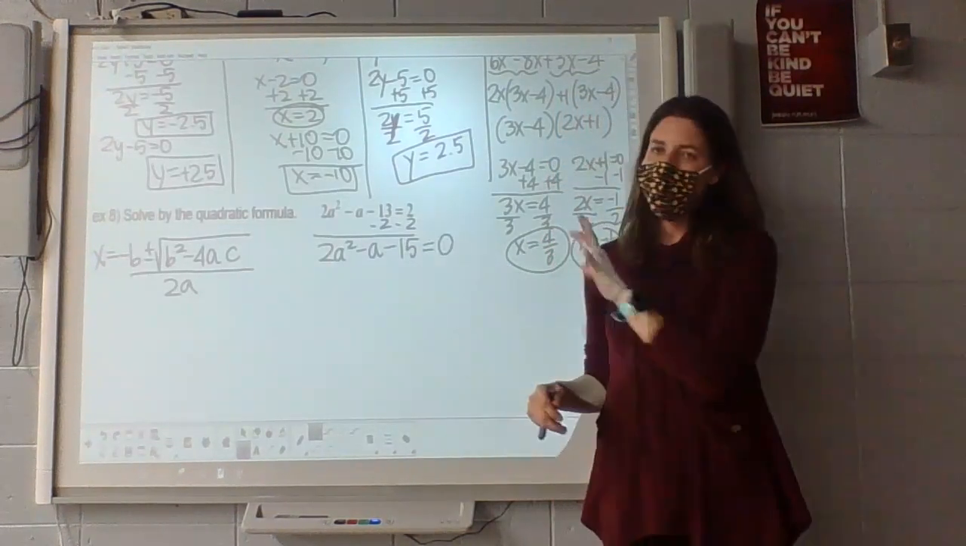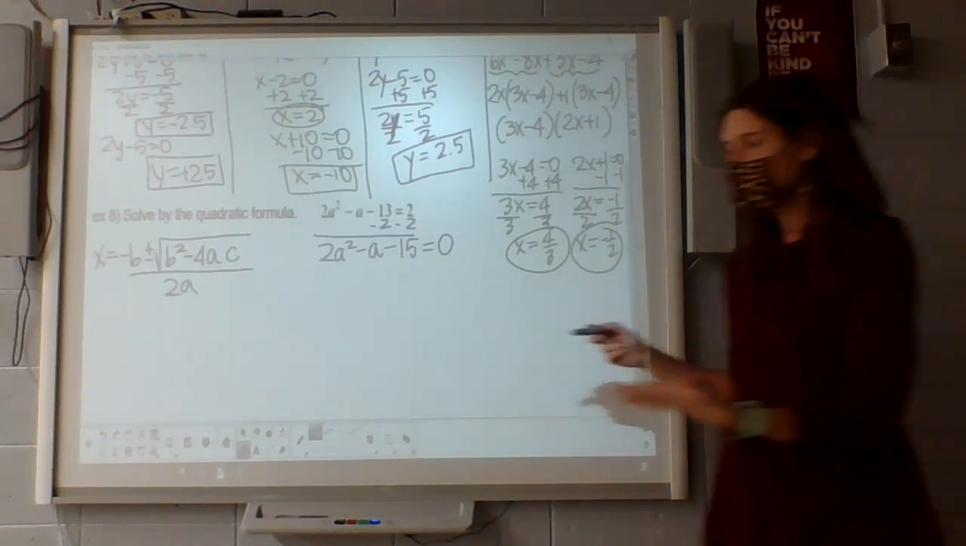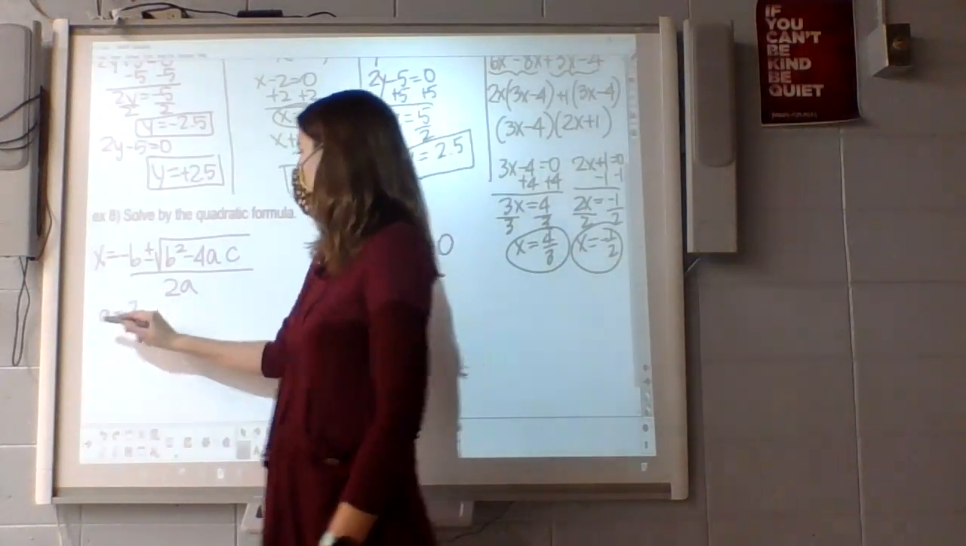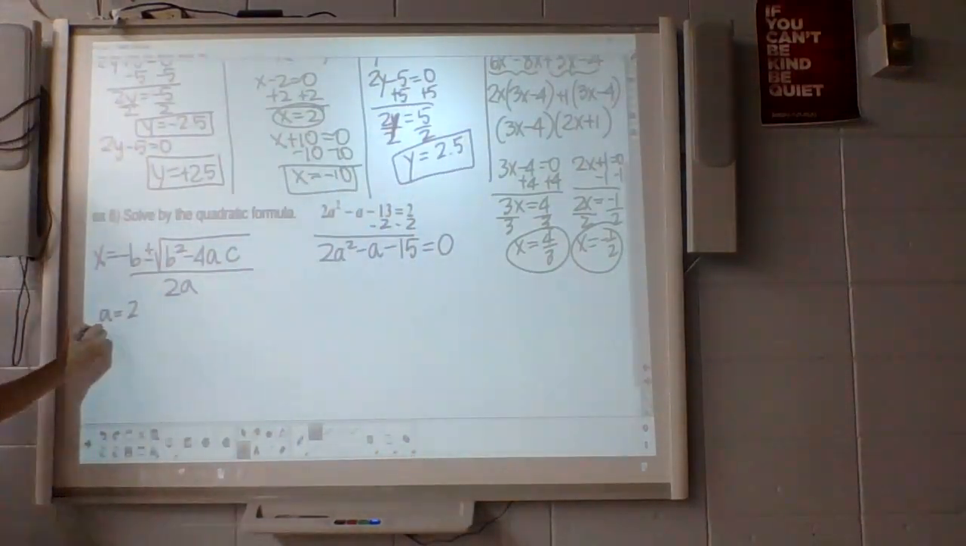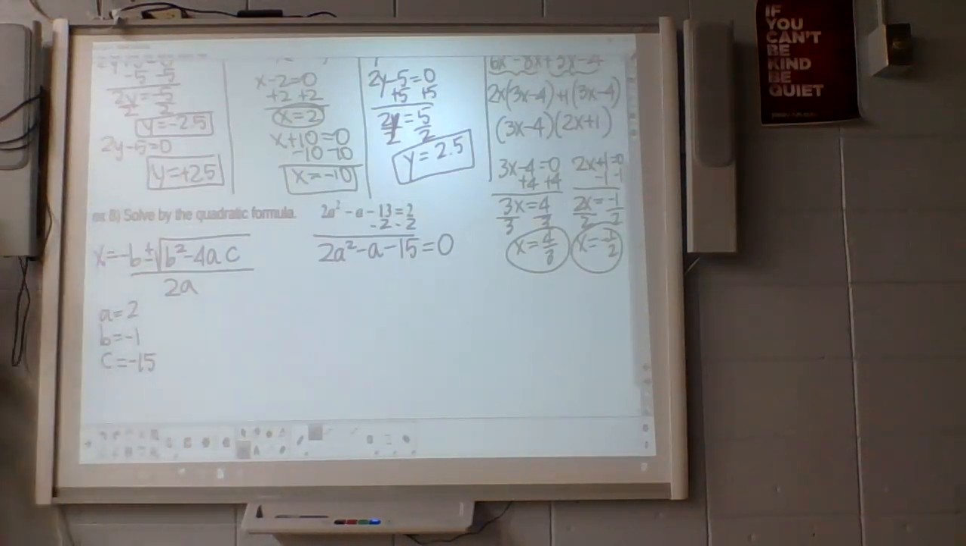And again, the fact that these are a's might be confusing. You can change them to x's, it's fine. The a, b, and c come from the first, second, and third term, like the coefficient. So technically in this case, the a we're talking about for the formula is 2. The b is negative 1, and then the c is negative 15.